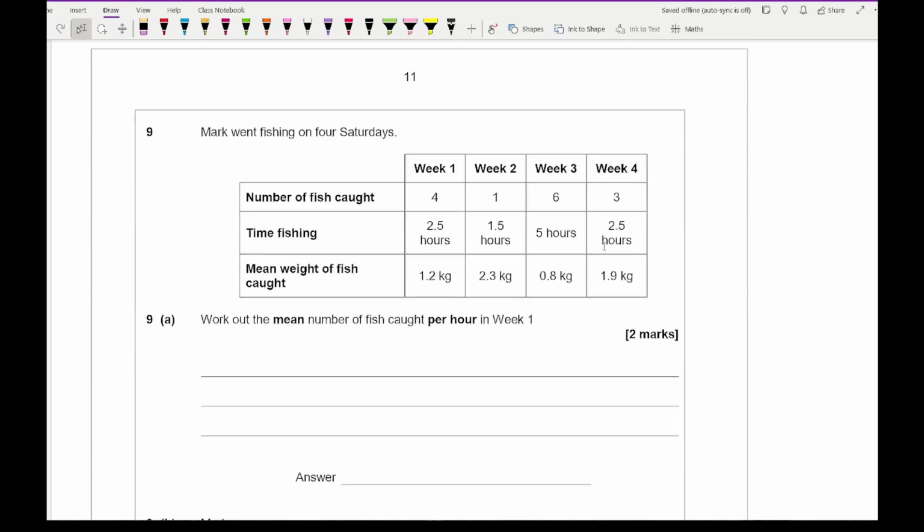So question 9 says Mark went fishing on 4 Saturdays. And it says for 9A, work out the mean number of fish caught per hour in week 1. Well, in week 1, he caught 4 fish over 2.5 hours. So it's going to be 4 divided by 2.5, because it's the fish per time, which is what they're wanting. So it's fish divided by the time. If we do 4 divided by 2.5, we get an answer of 1.6.